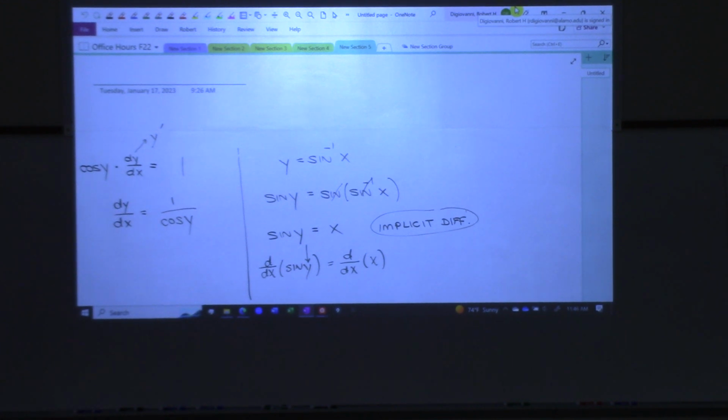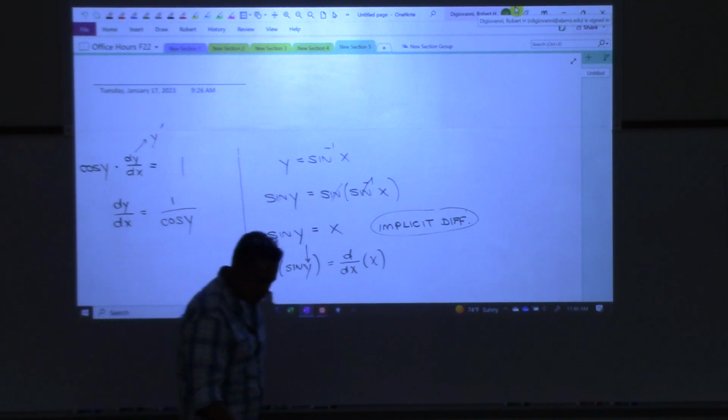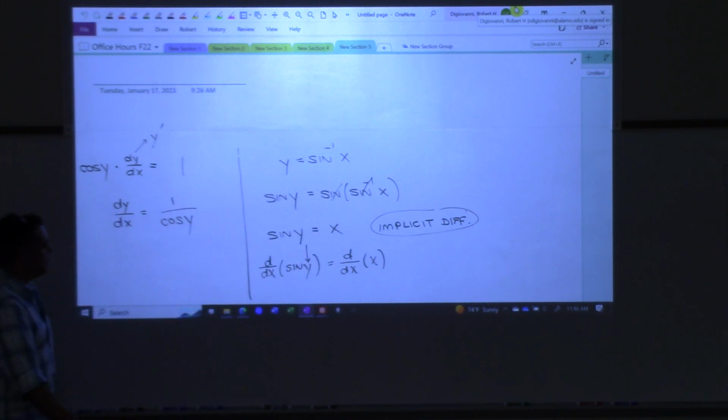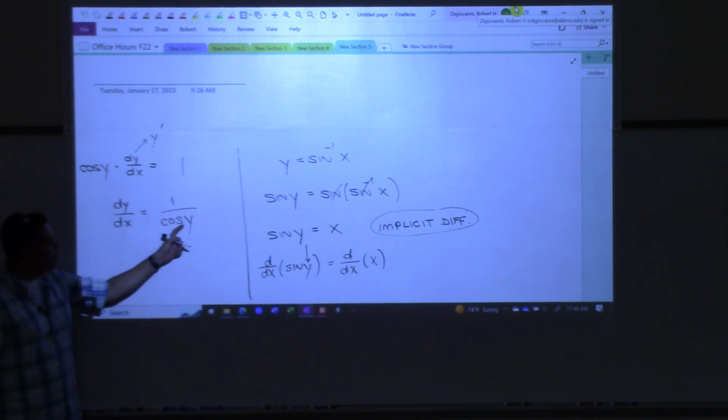1 over cosine y. That's the answer. But wait a minute, that's not what the formula says, right? So I've screwed up on the first day. Something's wrong. Look at this. This has y in it, doesn't it? What does your answer have in it?